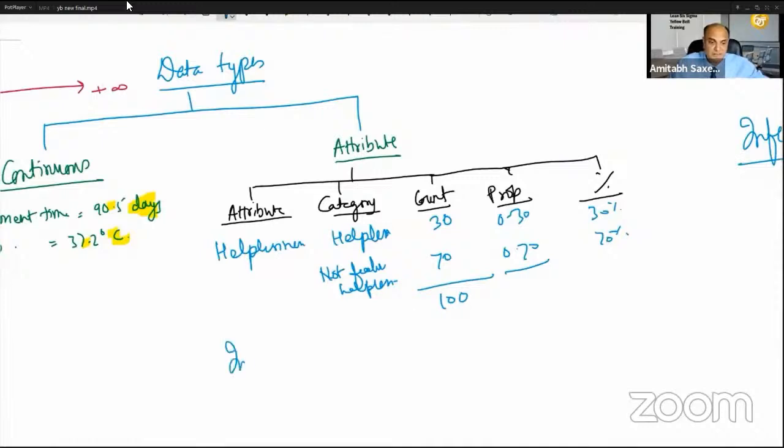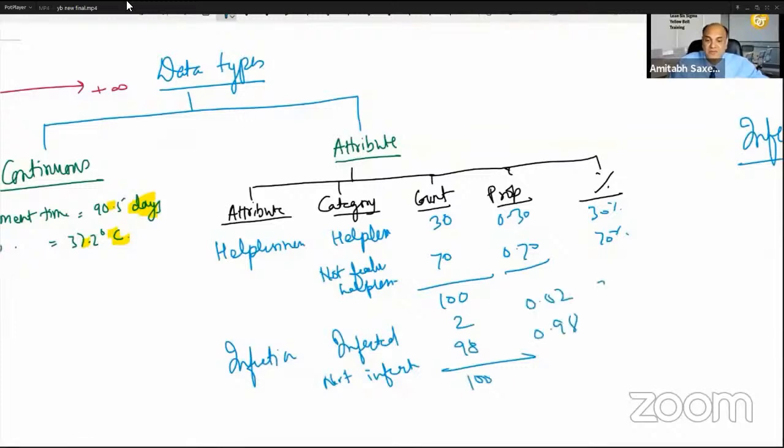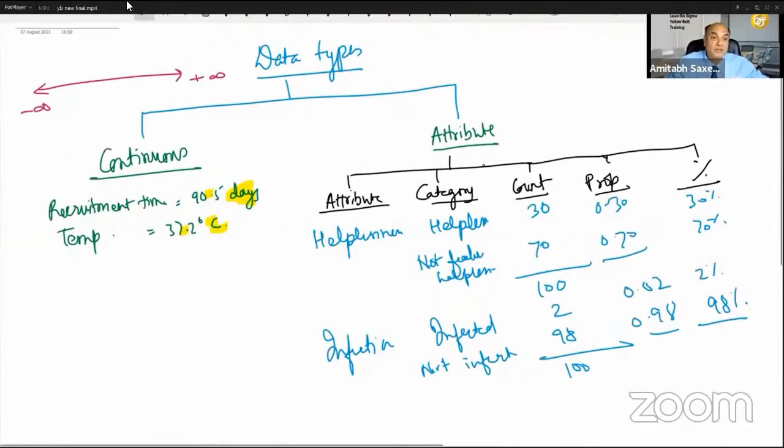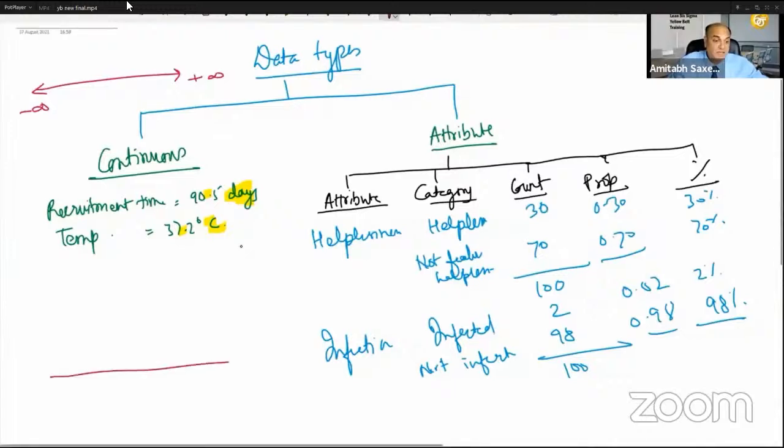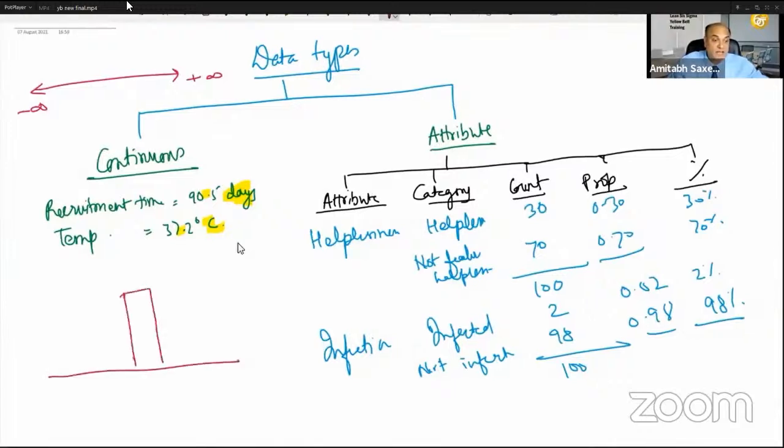Infected patients, not infected. 98 out of 100, 0.202, 0.98, 2%, 98%. It is attribute data. Please understand, because the tool and technique which you are going to use to analyze your data depends on what type of data it is. When you are dealing with continuous data, you have to make a histogram. It is expressed as a histogram.